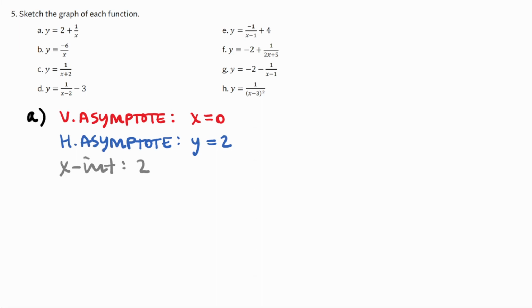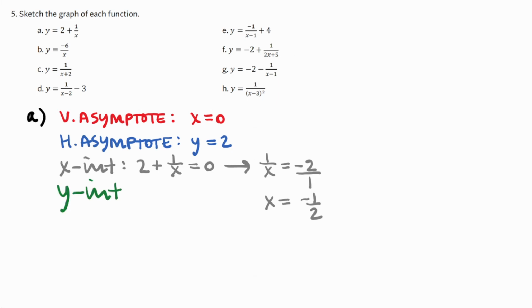That would be where 2 plus 1 over x equaled 0, and that would give me 1 over x equals negative 2, so you can flip both sides of an equation, so x over 1 equals 1 over negative 2. So x is negative half, if you like, you can do that. And for a y-intercept, I'm going to plug in x equals 0, and that's not going to work out for me. That's a vertical asymptote.